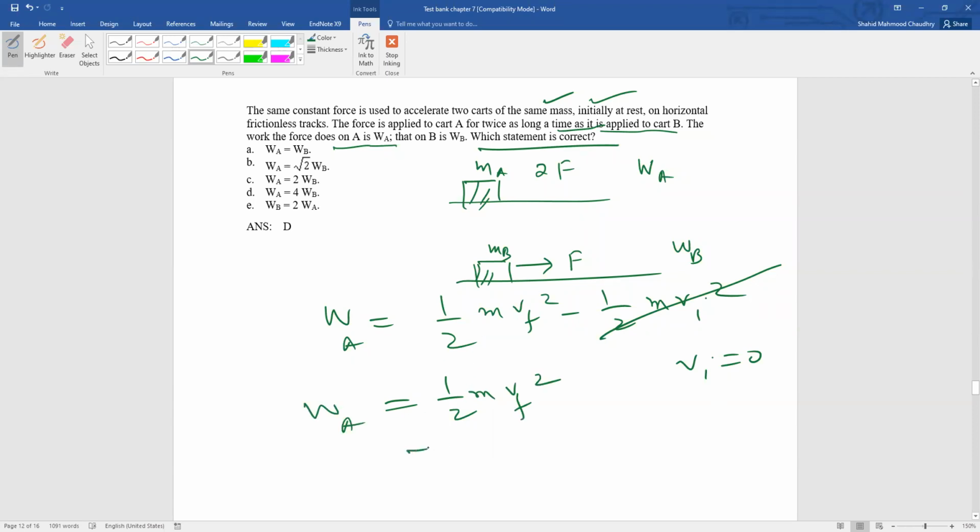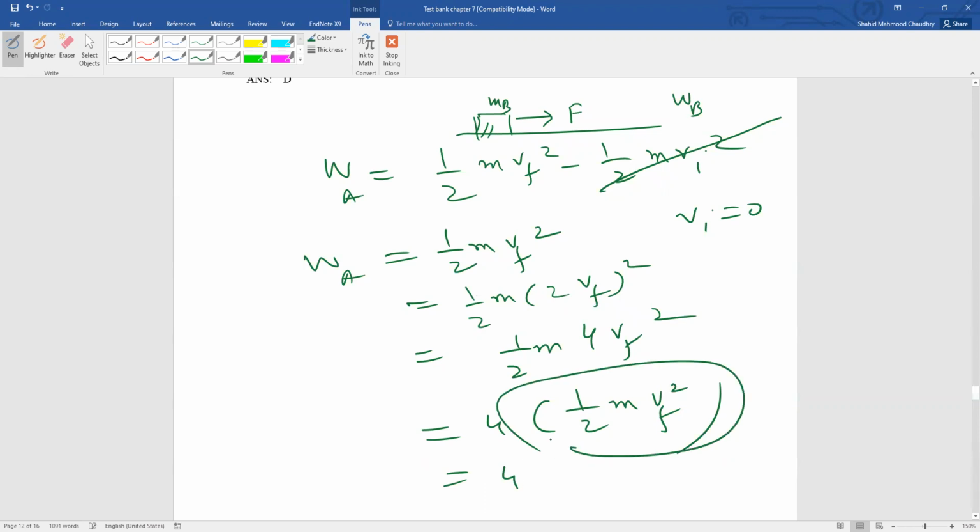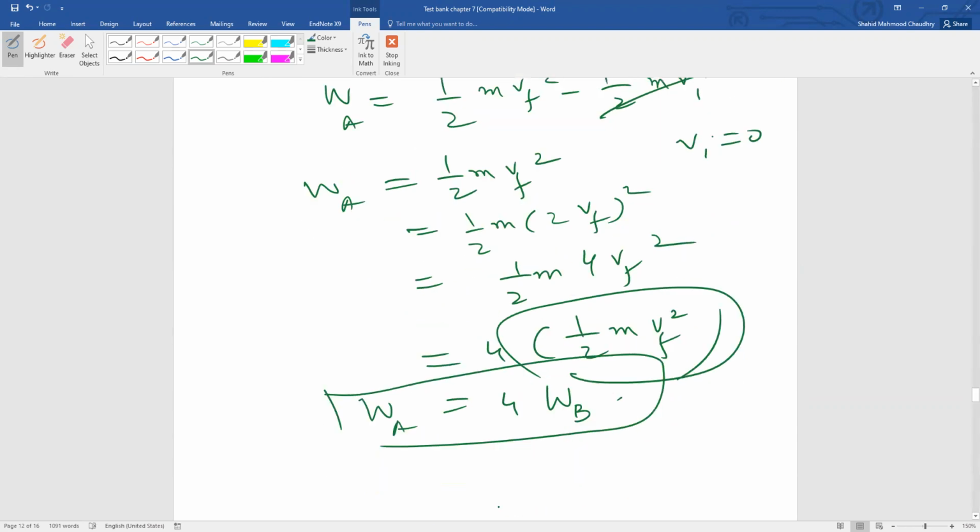So in the first case, the force is doubled. When the force is doubled, the change in velocity will be doubled. So we will write here 2 vf squared. So it is doubled: 1/2 m into 4 vf squared, and 4 is common, and 1/2 m vf squared. This value is for B because it has F. So we can write this is the work done for B, and this is the work done for A. So this is the answer.